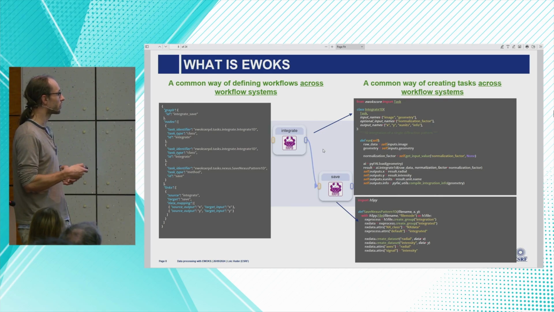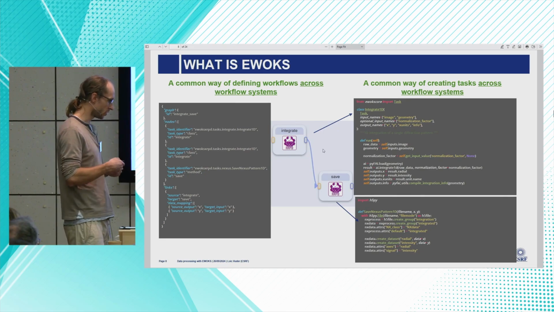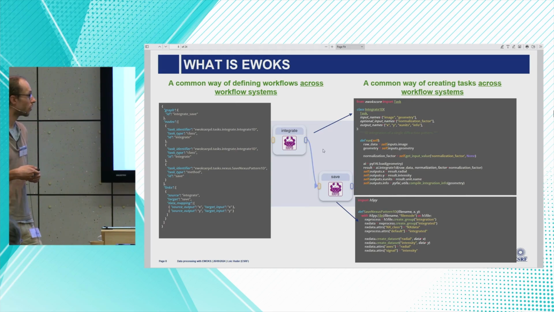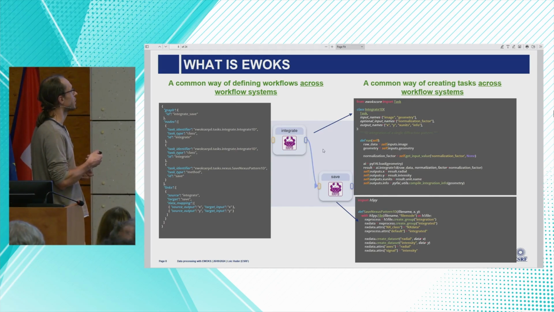Here, I have another example where instead of using a class, I use a function. That means that if you already have existing Python functions, you can easily add them inside eWorks workflows. The only thing you have to take care of is changing the task type here to tell that it is not a class, actually, it's a method in this case.